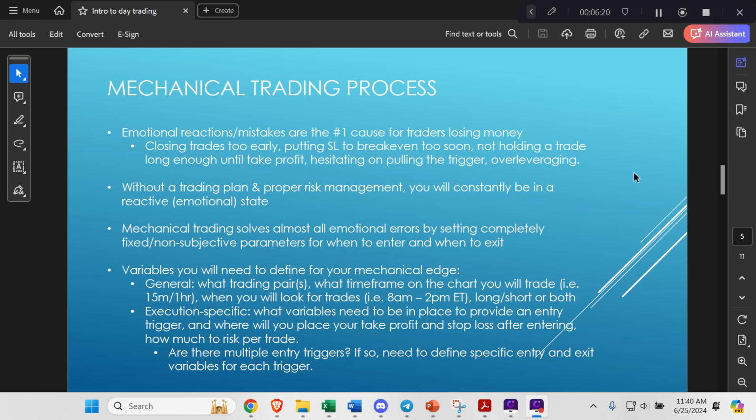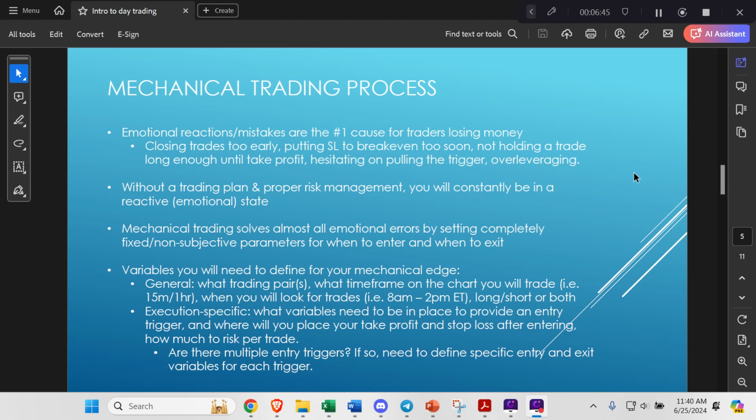And then execution specific. These are a little more broad, I guess, but it's really what variables need to be in place that tell you, okay, this is when I need to enter. I call it an entry trigger. And then after you enter, where should your take profit and stop loss be? And then finally, how much you want to risk per trade. I have some advice on that in the previous video.